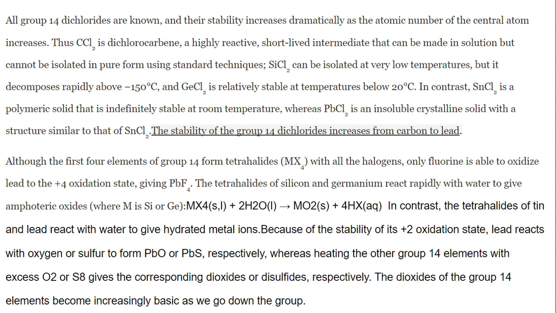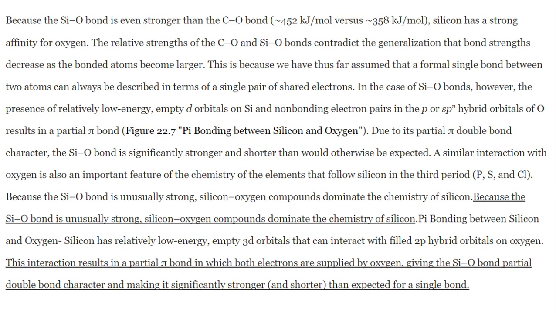The dioxides of the group 14 elements become increasingly basic as we go down the group. Because the Si-O, silicon oxygen bond, is even stronger than that of the C-O, carbon oxygen bond. Here we can compare their energy values, that is 452 kilojoules per mole versus 358 kilojoules per mole. Silicon has a strong affinity for oxygen.